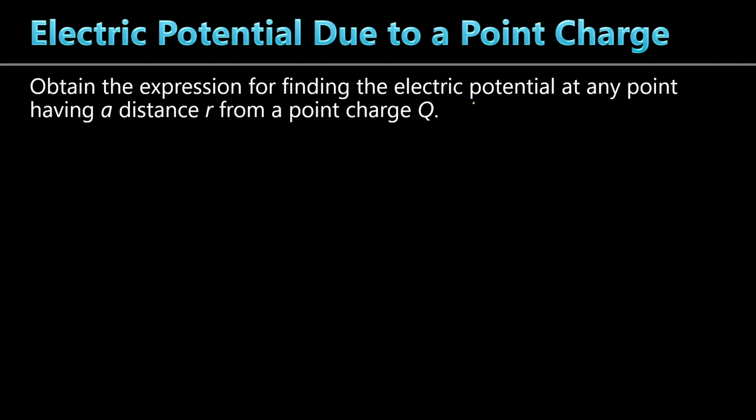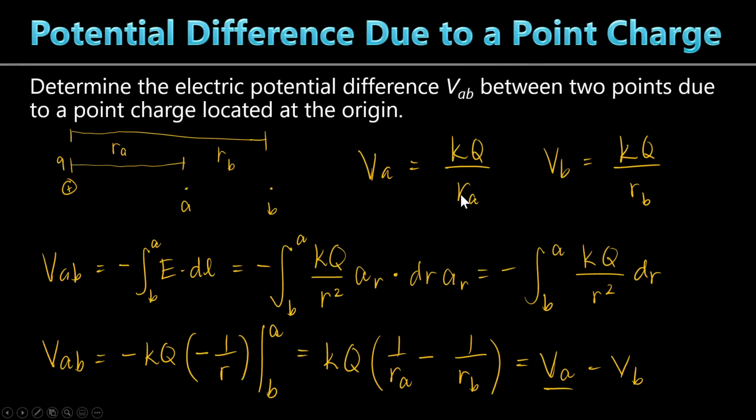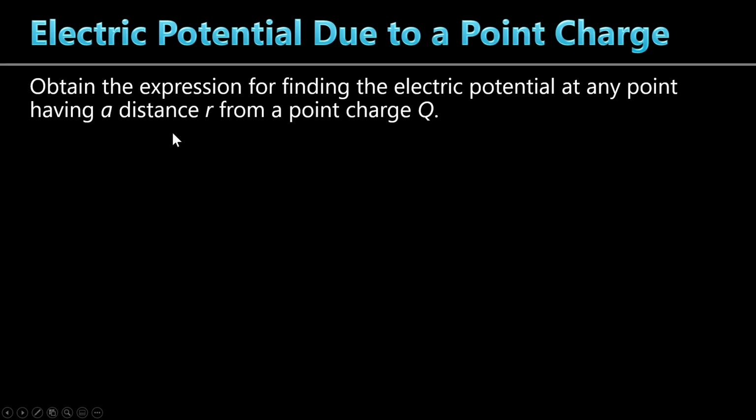Obtain the expression for finding the electric potential at any point having a distance r from a point charge q. Okay? Actually, yun na yung na-compute natin kanina. Ito na yun, yung KQ over R. Pero dito, i-derive natin yung formula na yan gamit yung expression na line integral na ang lower limit ay infinity. Okay? So remember, the electric potential at a point is equal to the negative of the integral of E dot dl from infinity to that point R. Again, this R is the distance from the source charge to the point kung saan hinahanap natin yung electric potential.